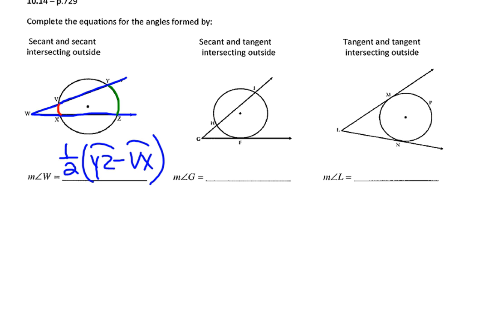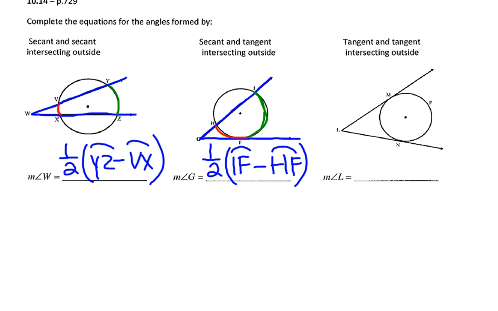The next one, when I'm dealing with angle G, I've got a secant and a tangent. If I follow the arcs, you've got this arc and this arc. So I'm going to take half of the difference between arc IF minus arc HF. You're always doing bigger minus smaller. Otherwise you'd get a negative, and you can't have a negative angle measure.